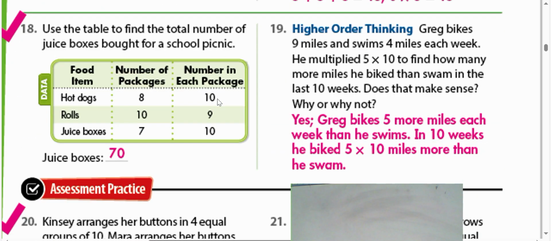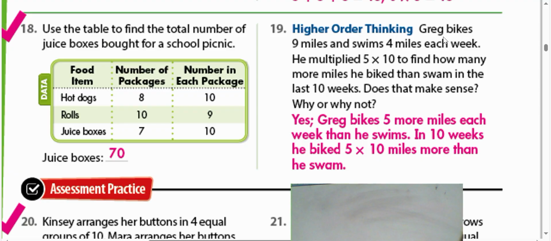Question 18. Use the table to find the total number of boxes packed for a school picnic. We have here 7 times 10 equals 70. The number of packages is 7 and the number in each package is 10. 7 times 10 is 70.